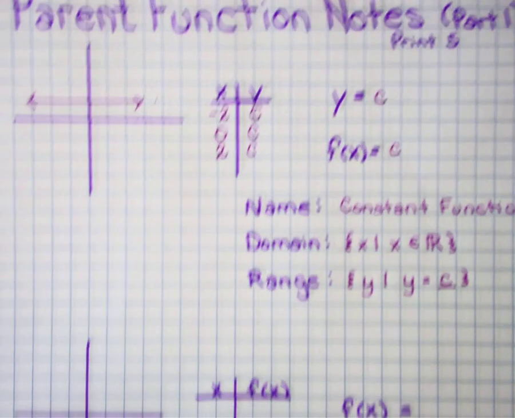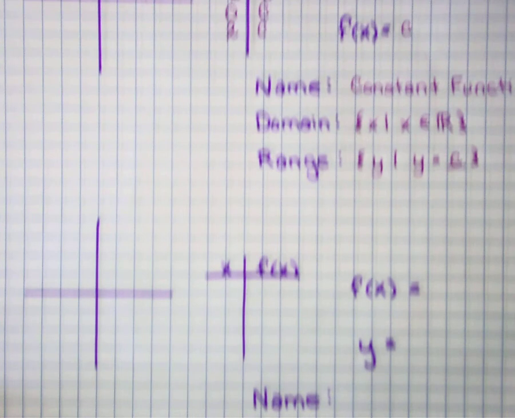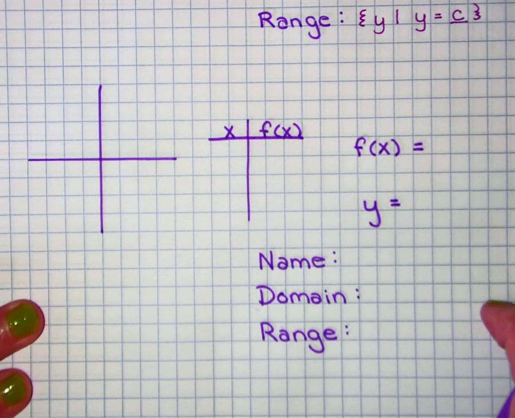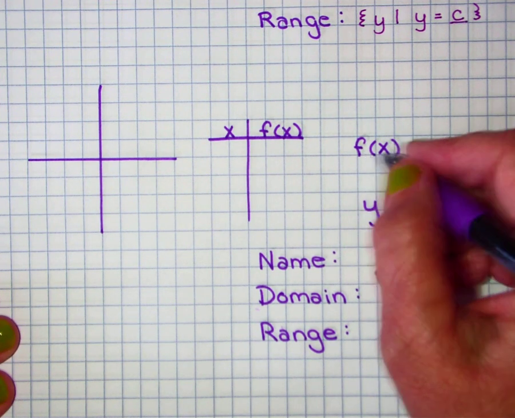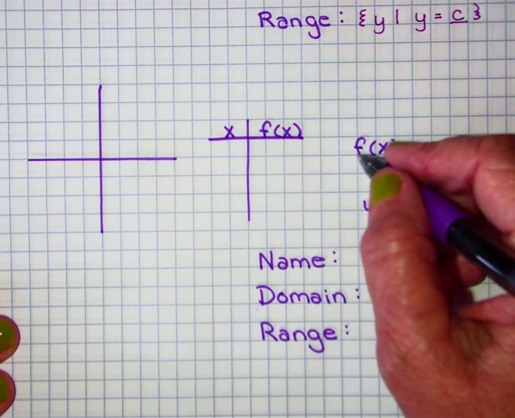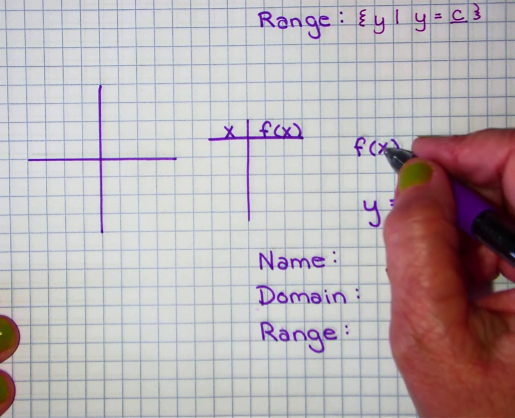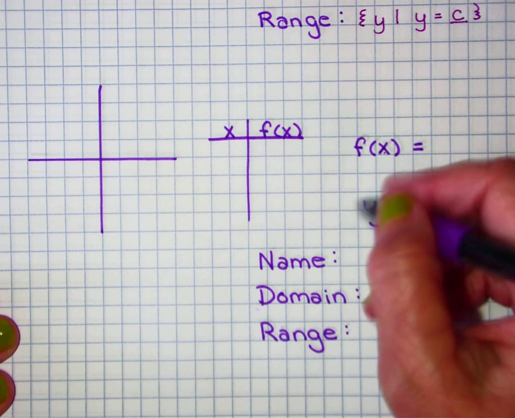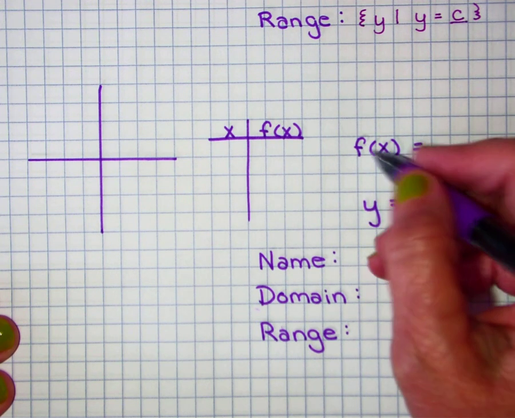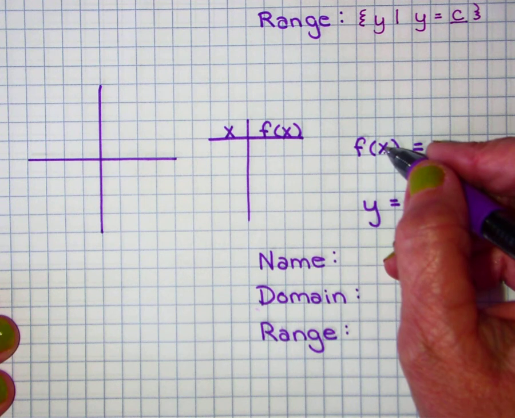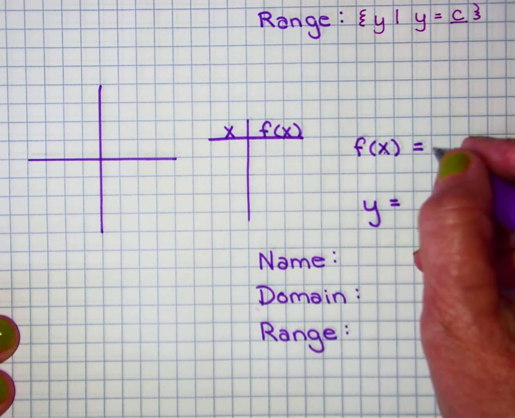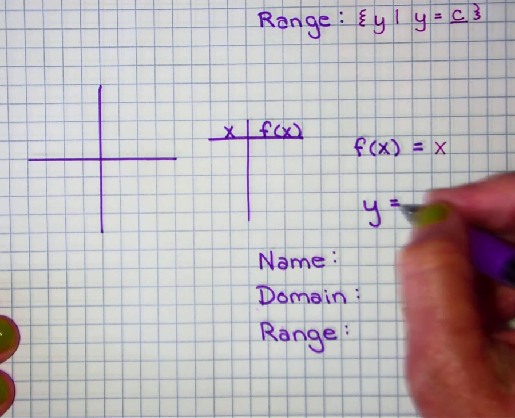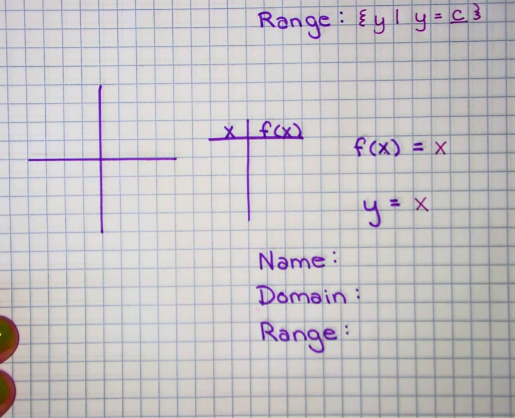The second parent function we do is also pretty common, one that we'll work with quite a bit. And this is just f of x, which stands for y. It's the function of x, x being the independent variable, f of x being the dependent variable, y being the dependent variable. In other words, it's what the function does depending on what x is. So in this case, we'll call it f of x equals x, or y equals x. You can think of it either way.